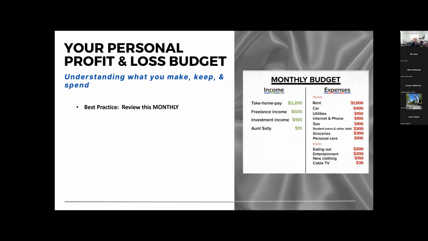Once you have this in place, we need to look at this monthly, every 30 days. How did we do? Here's how much I made. Here's how much I spent. What's the bottom line? Oh, I netted $1,000 this month. Sweet. Oh man, I spent too much. I lost 500. Okay. So that you can kind of understand how life works.